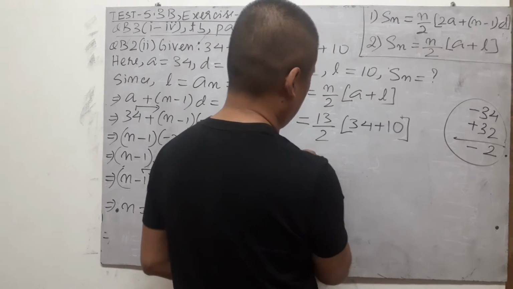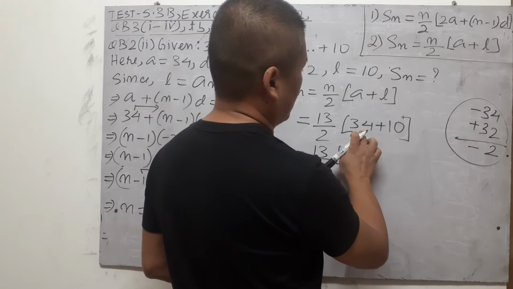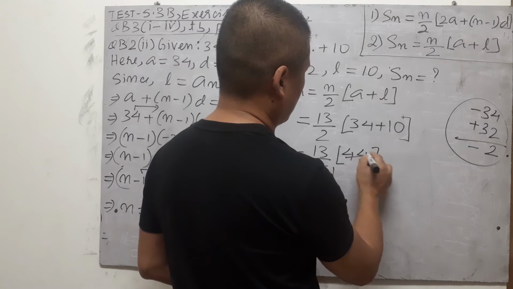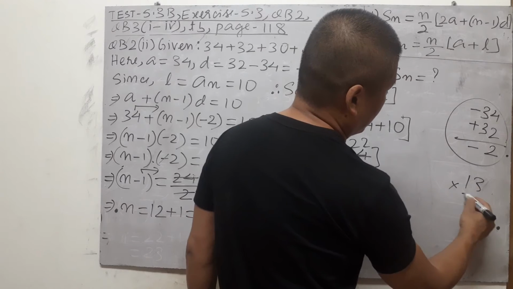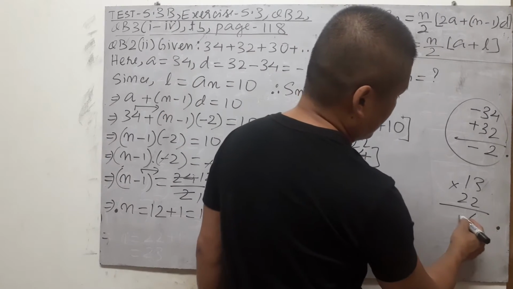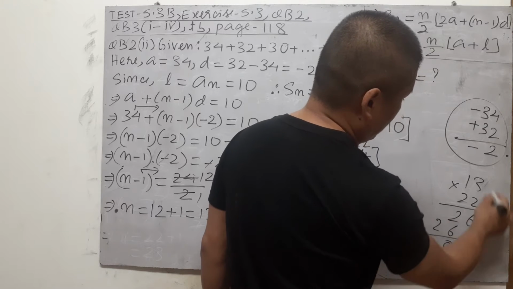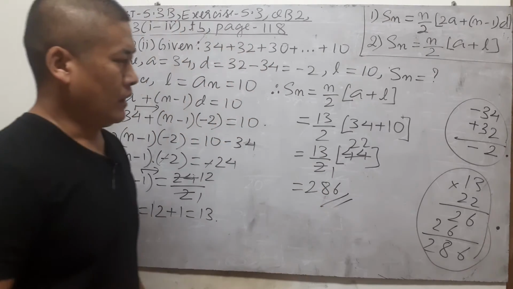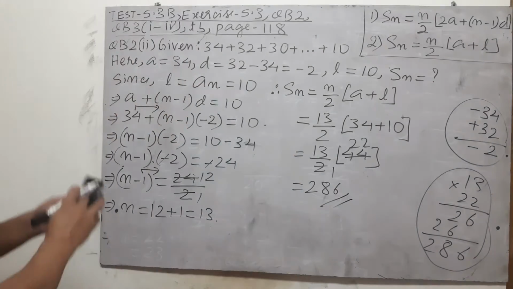So 13 by 2 into 34 plus 10 is 44. 2 twos are 4, 2 twos are 4, so 13 multiplied by 22, we are going to have to do that. 2 threes are 6, 2 ones are 2, same number, so 6 and 2, 6, 8, 2. You can write these things on your graph. So 286 is the required sum of these terms. Same as book answer, I think. Yes. The third one, okay.